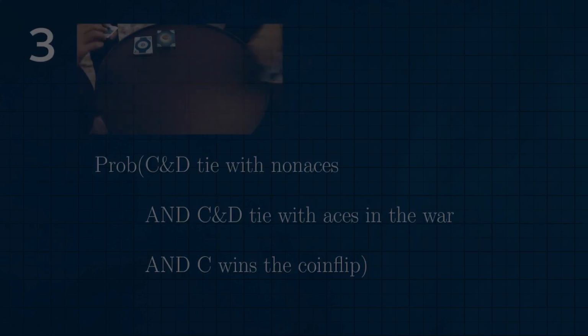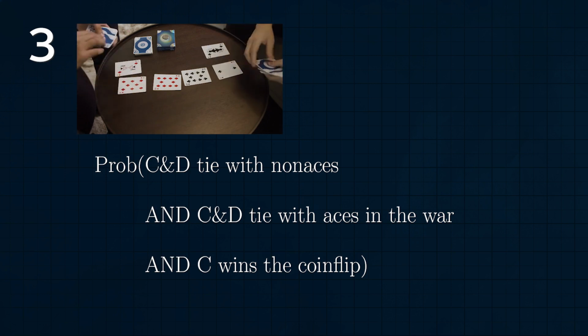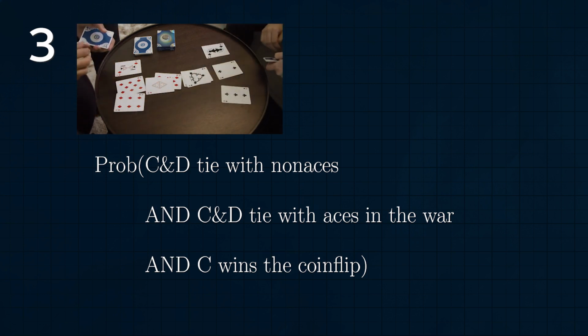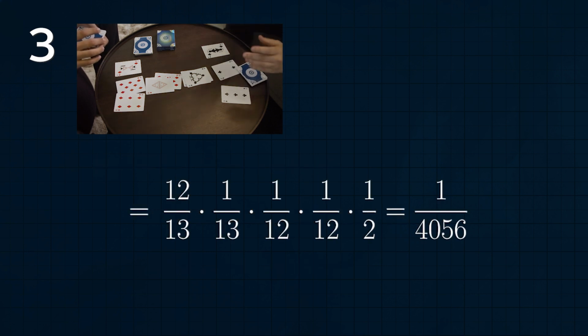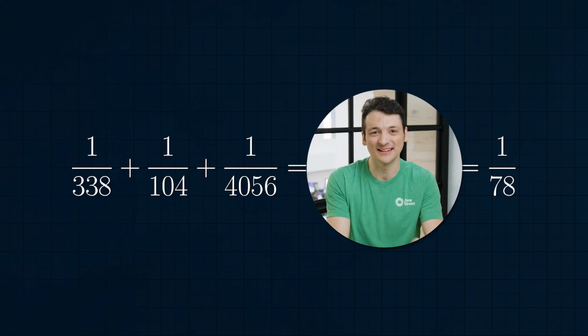In the final scenario, we have the probability that Clara and Damien tie with non-aces, and then tie with aces in the war, and Clara wins the coin flip, which is this large product that simplifies to 1 over 4056. So the total probability that Clara wins Damien's ace on the first turn of the game of war is 1 over 338 plus 1 over 104 plus 1 over 4056, which is 1 over 78. Wow, that simplifies a lot! Often when a problem's answer simplifies significantly, there's a more direct way to compute the answer. Maybe you can find an easier way to compute this.